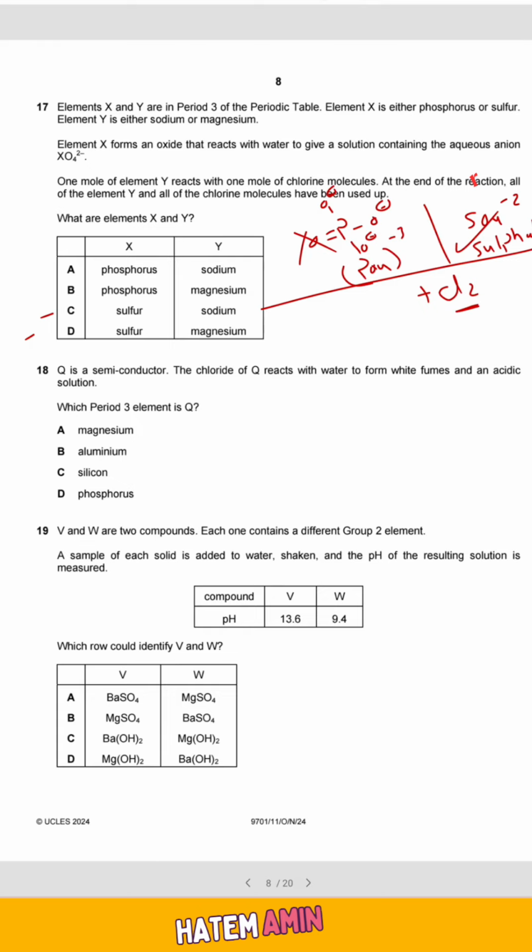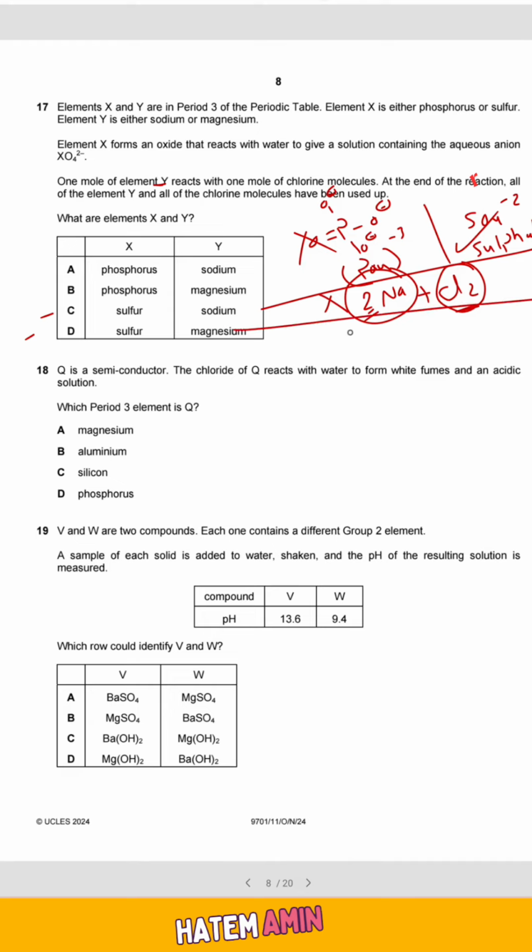If we consider element Y is sodium, for example, how many moles of sodium should we add here? Because Cl2 has 2 chlorines, it needs 2 sodiums. So to consume 1 mole of chlorine, we need 2 moles of sodium. But he said 1 mole of element Y. So sodium is not correct.